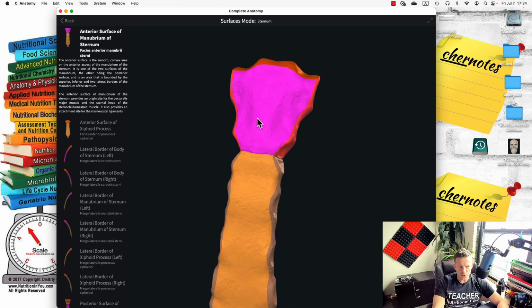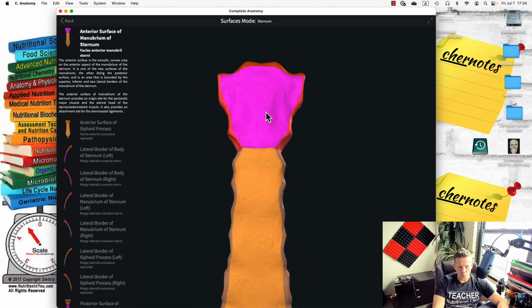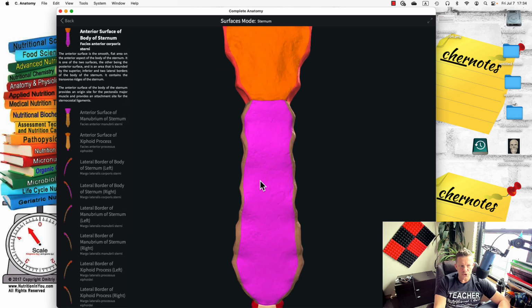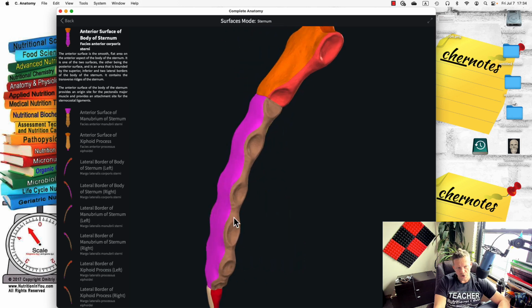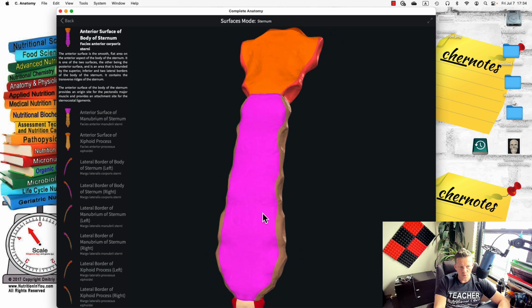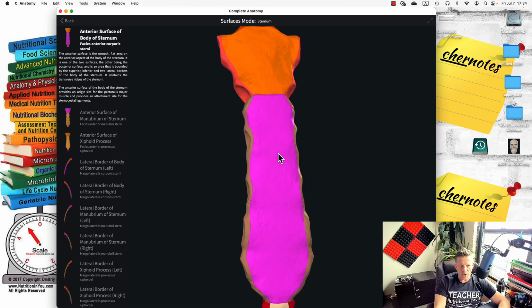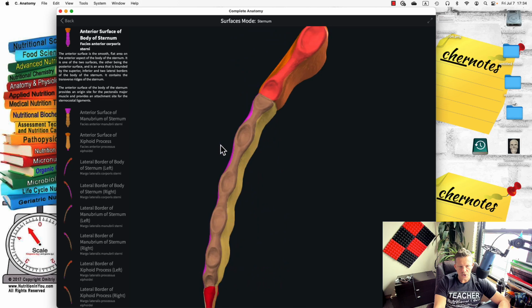The anterior surface of the manubrium of the sternum provides an origin site for the pectoralis major muscles and the sternal head of the sternocleidomastoid muscles. So the pectoralis major muscles and the sternocleidomastoid muscles are attached to this part. The anterior surface of the body of the sternum provides an origin site also for the pectoralis major muscles, and the site of sternocostal ligaments.